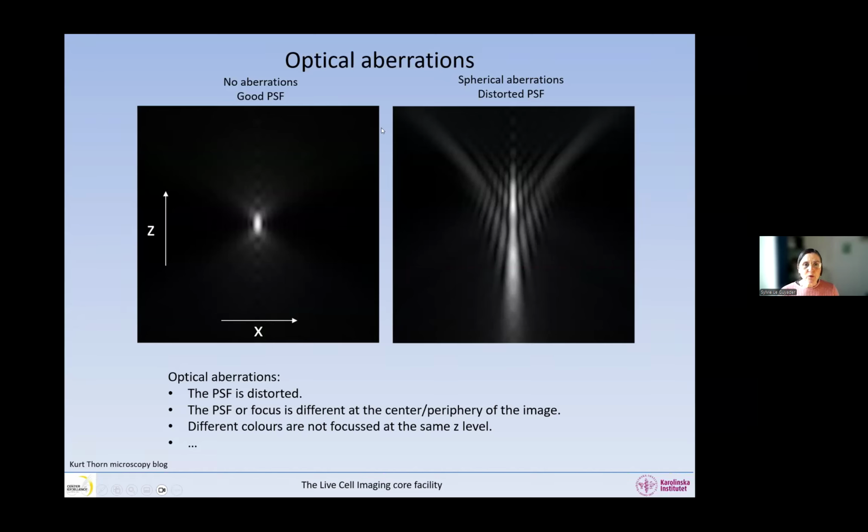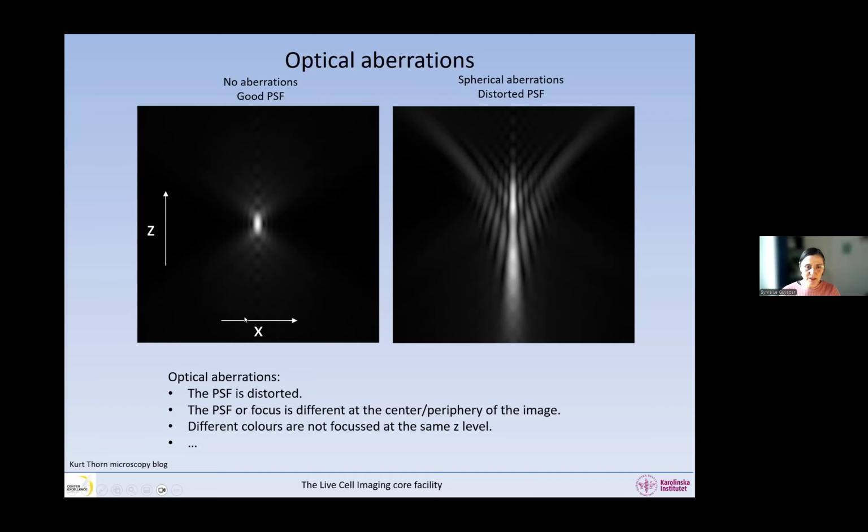So this is what happens when we have a very good PSF. This one is not a real PSF, it's a generated PSF, and it's not me. It was Kurt on his microscopy blog, which is excellent. So this is, you can say, a good PSF. It's symmetric. A point-spread function is never that symmetric. It's usually harder to see the rings on one side compared to the other.